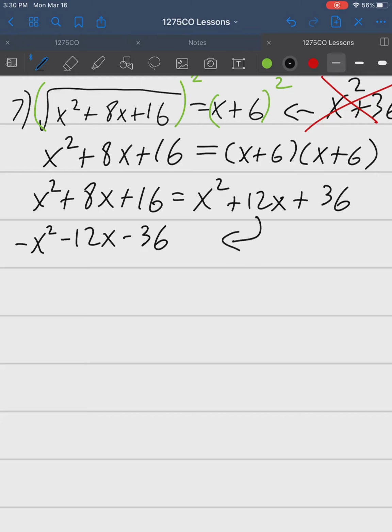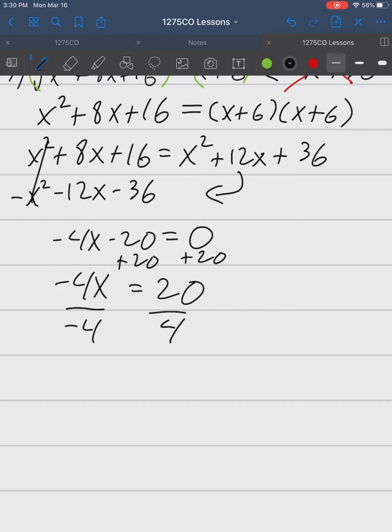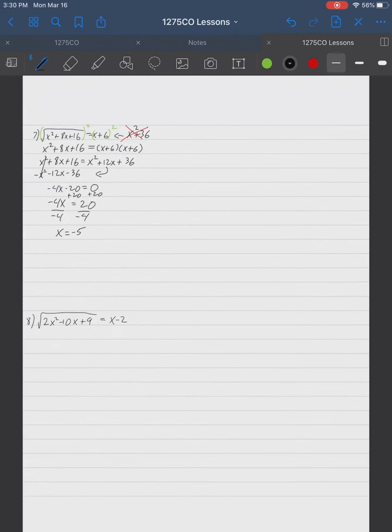Let's move the right side over to the left side. Let's subtract x squared minus 12x minus 36. And we're going to get negative 4x minus 20 is equal to 0. Now this is not a quadratic equation. This is a regular linear equation. Add 20 to both sides. Negative 4x is equal to 20. And that means x is equal to negative 5 after we divide by negative 4.